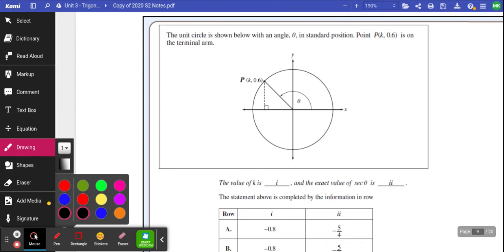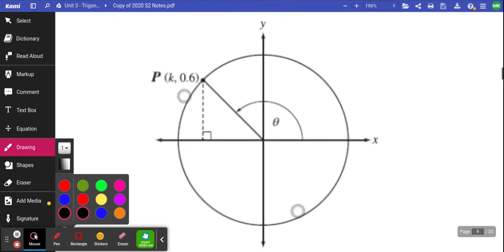Okay, the unit circle is shown below with an angle of theta in standard position. Point P, which is (K, 0.6), is on a terminal arm. You can see that in the picture. We haven't reviewed those definitions. We will in a second, but they're all 20-1 definitions.